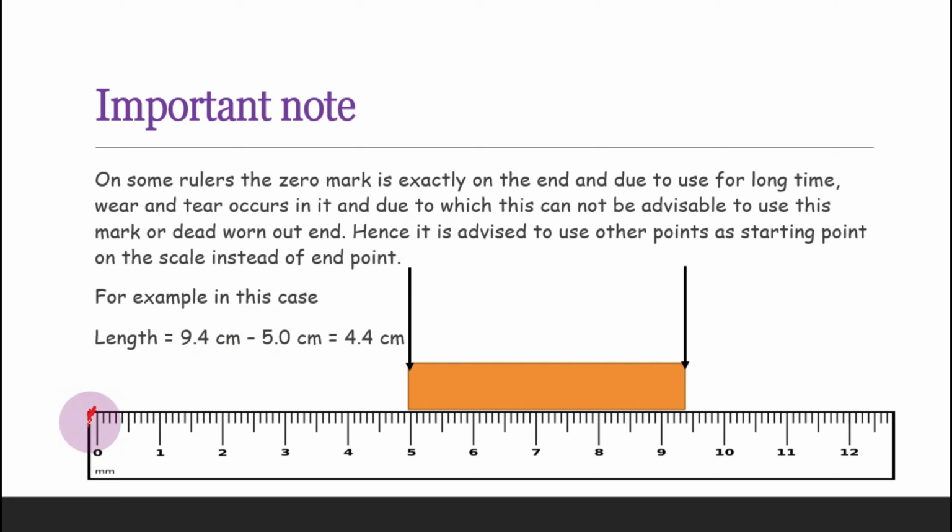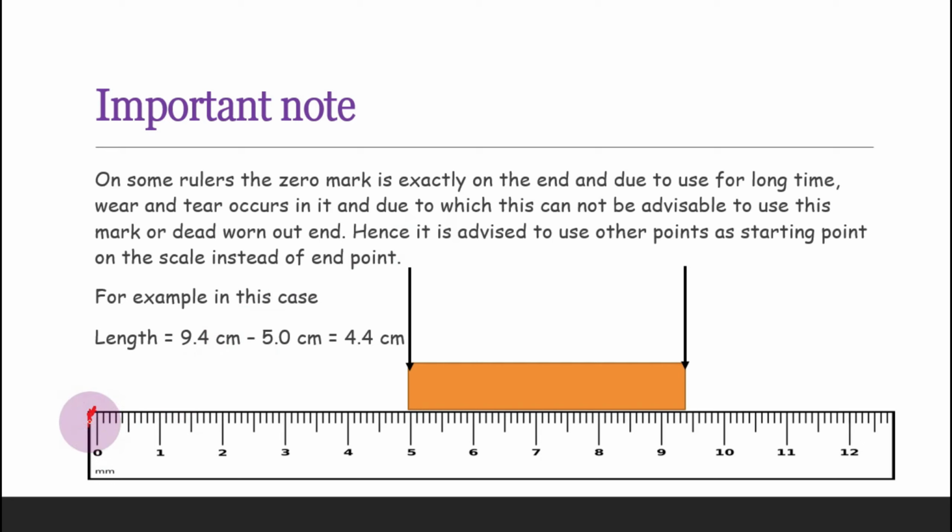Now the topic is Vernier caliper. It is an instrument which is used to measure small lengths, for example diameter up to 0.1 millimeter or 0.01 centimeter. This is the least count of this instrument. Now let's discuss the different parts of this instrument.